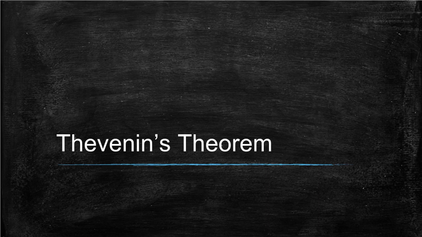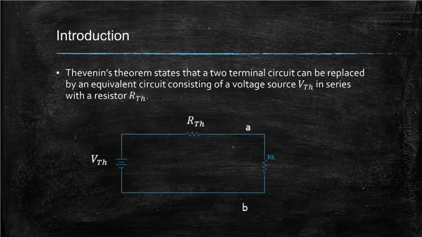This is another way to rearrange a circuit. Thevenin's theorem states that a two-terminal circuit can be replaced by an equivalent circuit consisting of a voltage source VTH in series with a resistor RTH. Looking at any original circuit, you can modify it to look like this circuit by using the theorem.